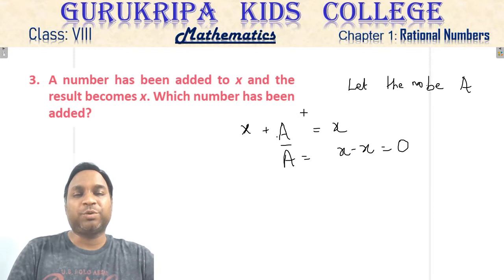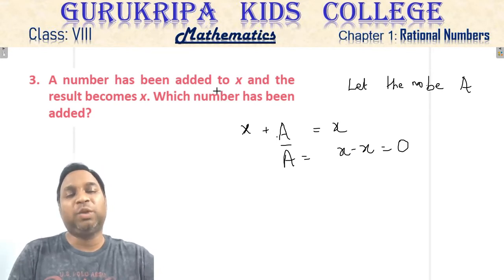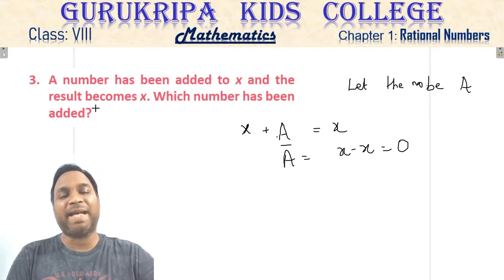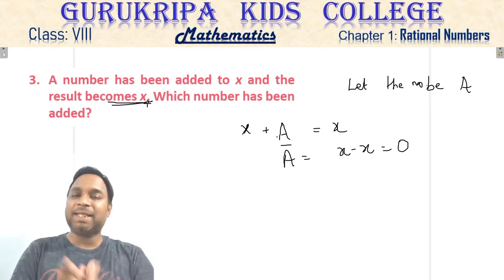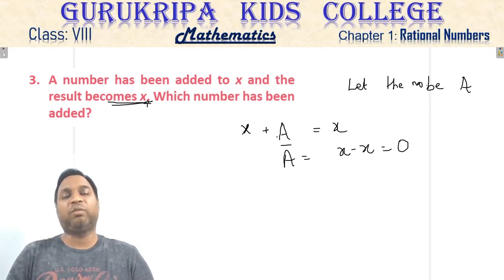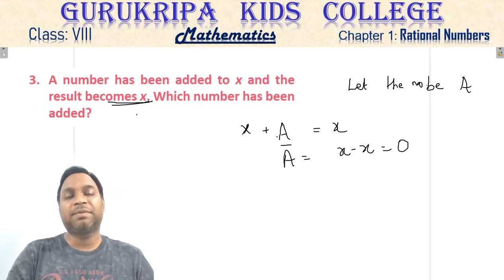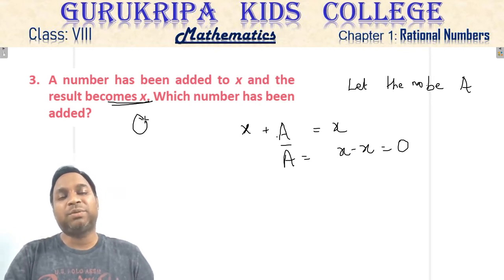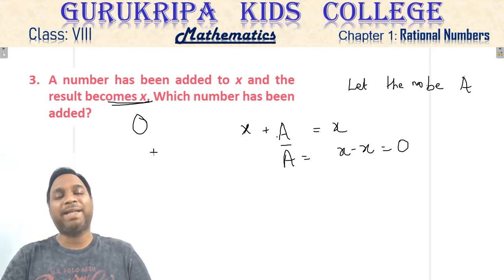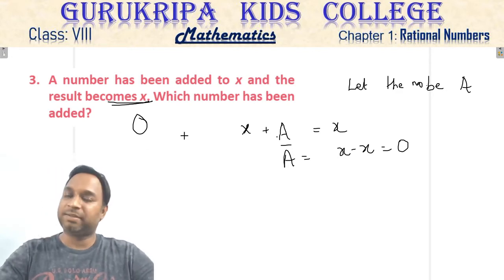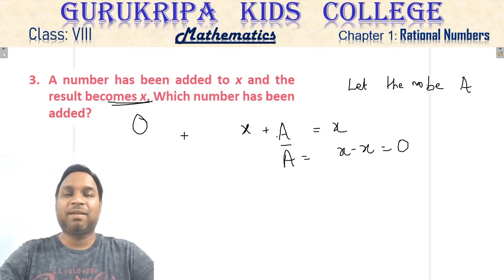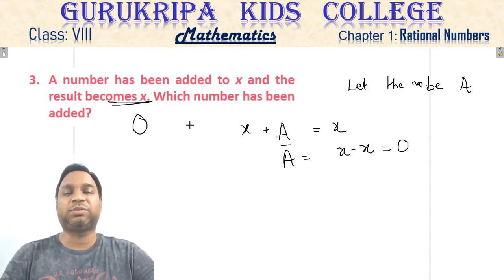And in fact, you should be able to solve this question just by looking at it. A number has been added to x and the result becomes x. You are adding a number to x and the result is not changing. What is the number added? 0. Because only if you add 0 does the result not change. If you add anything else, the result will change. So here you are adding 0 to the number x.